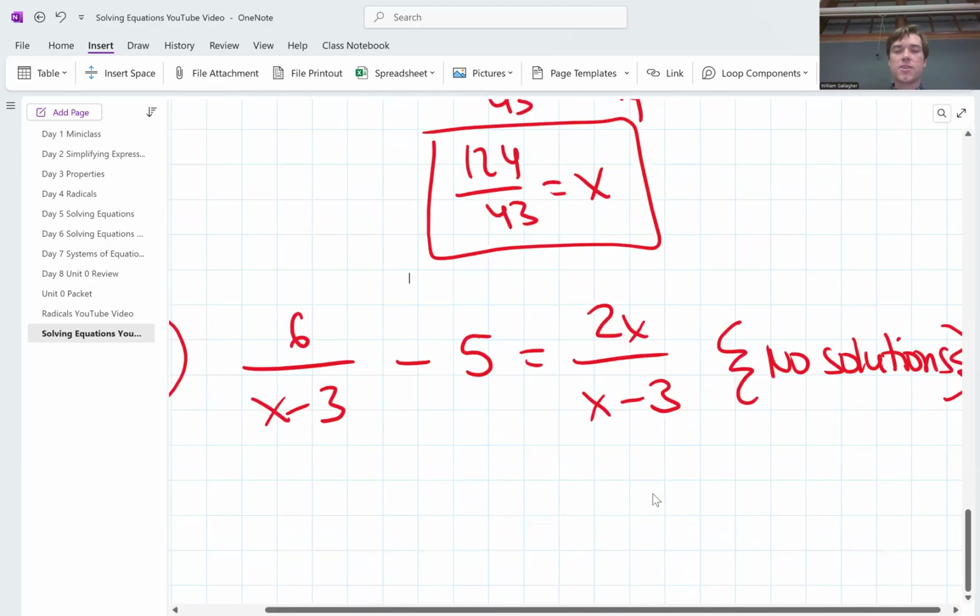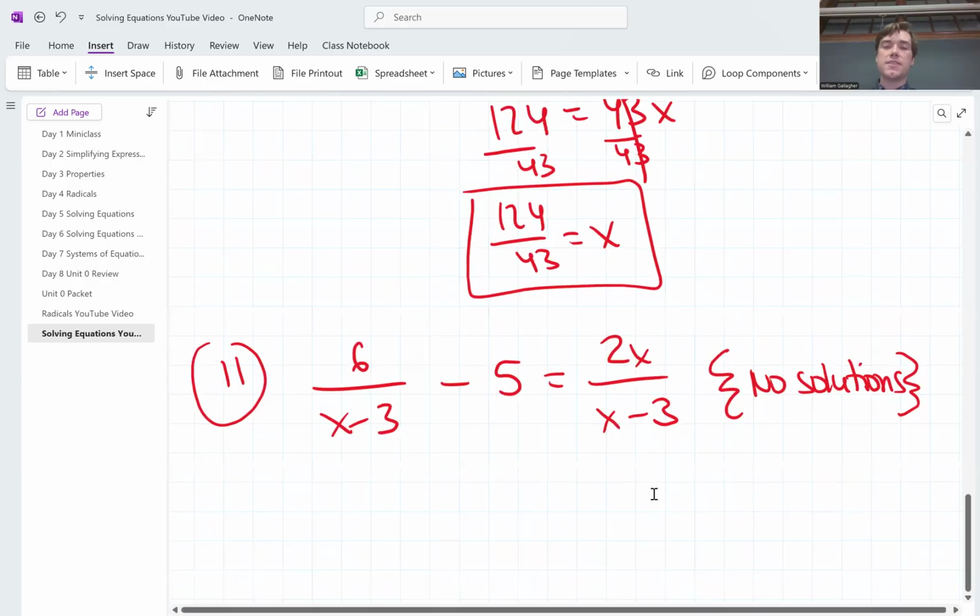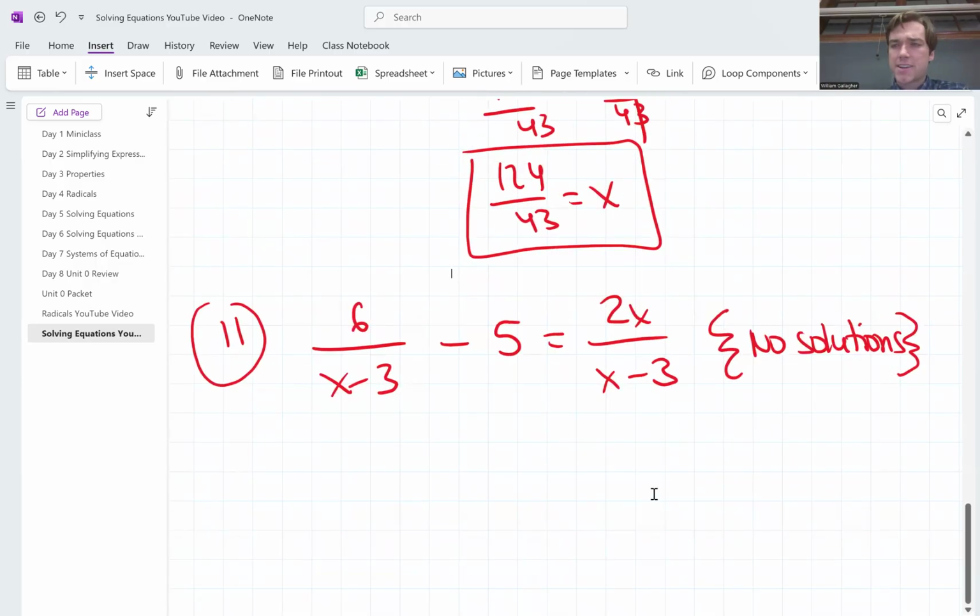And then the last one here, again, it looks a little bit different because we have x minus 3 in the denominator, but we're going to do the same approach. We have an x in the denominator, so we need to pause and ask ourselves what value x cannot be. If I plugged in 3 here, 3 minus 3 would be 0. The denominator can't be 0. So I'm going to flag that x cannot be 3.